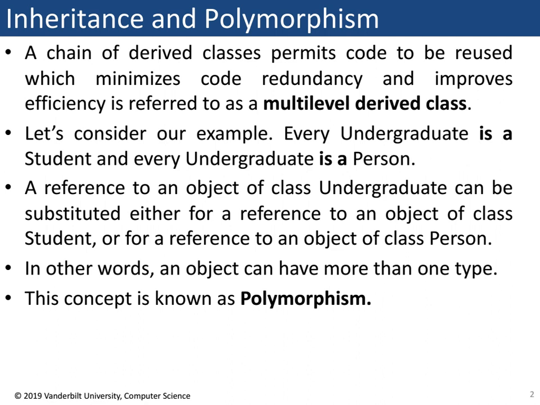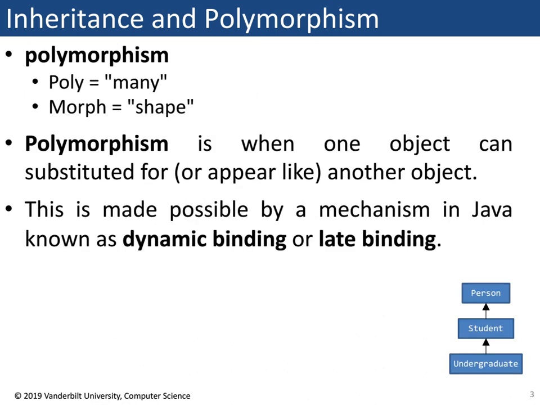Since we can do this, it's clear that an object of type undergraduate actually has more than one type. This idea of having more than one type is called polymorphism. The term polymorphism is broken into two root words, poly and morph, poly being many and morph meaning shape. So this is a many-shaped or many-typed object. Polymorphism is when one object can be substituted for another object, so one object can take on multiple shapes or multiple types in this situation.